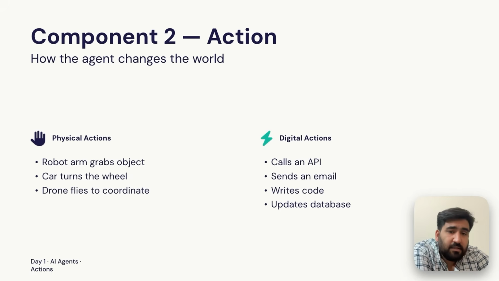Let's look at the second component, which is action. How the agents actually change the world. Look at the two columns. Physical actions on the left: robot arms grab objects in Amazon warehouses, self-driving cars turning steering wheels and pressing the brakes, drones flying to specific GPS coordinates, industrial robots building car parts here and there.